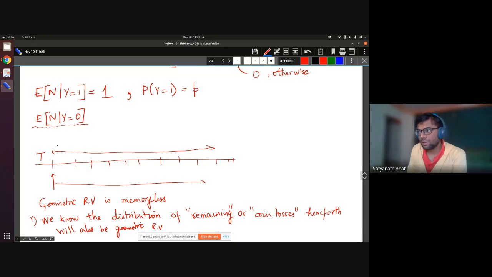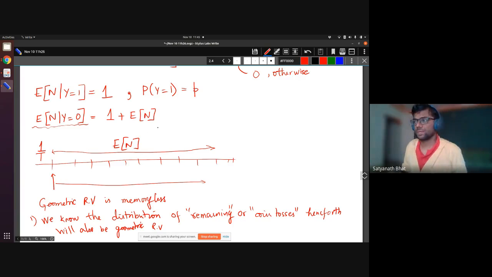So the number of rounds before you see the next head, you will expect that to be E of n itself. But the first coin toss was already a tail, so there will be a 1 coming in here. So this is going to be 1 plus E of n. This is like a recursive equation that we will have. Let me finish by writing this probability. This is easy, it is 1 minus p.